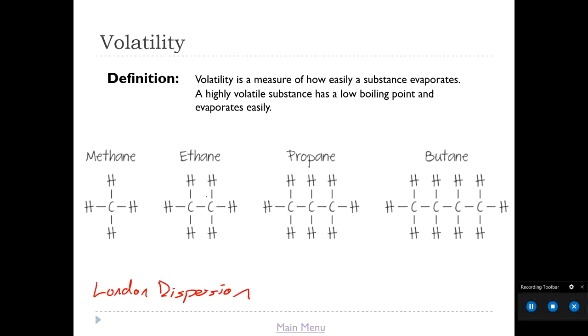So as we go up this chain from methane to butane, methane would be the most volatile and butane would be the least volatile. It's much harder to turn butane into a gas than it is methane. And as we increase the chain, you'll see that this trend continues. It gets harder and harder, with higher and higher boiling points as you add more carbons to these chains. Now, it's not only the length of the chain that tells us about the volatility, but also the shape of the chain.